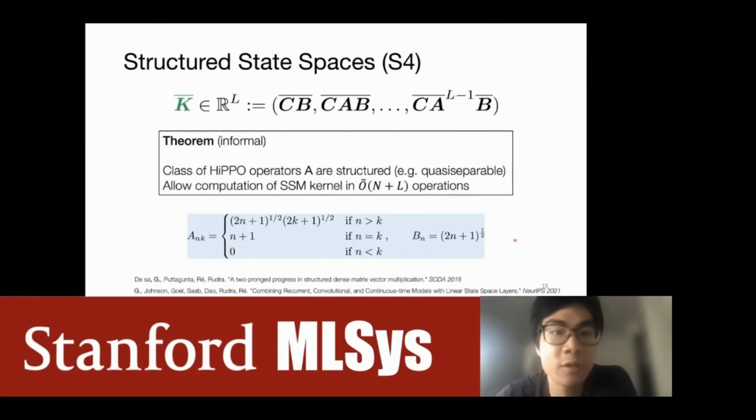Intuitively, the idea is that we just need to figure out how to compute this thing for this specific formula for A and B. This formula has a very precise form. It falls under certain classes of structured matrices, and we introduced some particular algorithms that allow this to be computed fast.